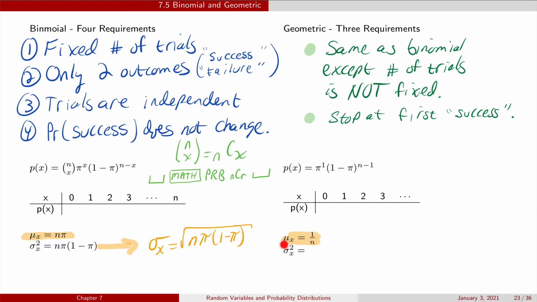The mean, or the expected number of free throws, is just the reciprocal of the number of trials that you're going to have. And then the standard deviation is a formula that we don't need to worry about a whole lot. I just realized that there's a typo. This mean formula doesn't make much sense. I just got done saying that there's not a fixed number of trials, so there is no n, so the mean can't be the reciprocal of n. The mean is supposed to be the reciprocal of the probability of success. So that's the formula for the mean.